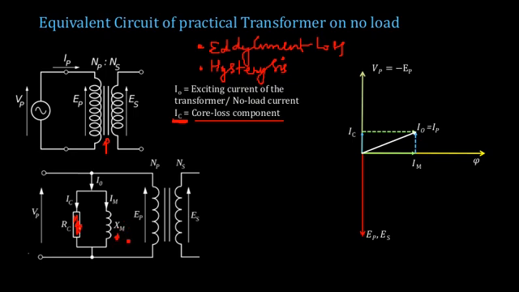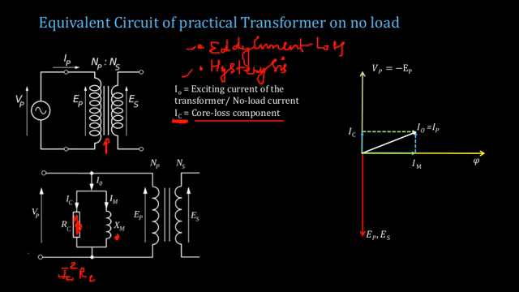So Xm is the inductance corresponding to the magnetizing component, and RC is the resistance corresponding to the core loss component, in order to indicate some losses. Once the current IC flows through RC, you will have IC squared RC loss happening in this particular component, and that corresponds to the core loss. The core loss will comprise both eddy current loss and the hysteresis loss.